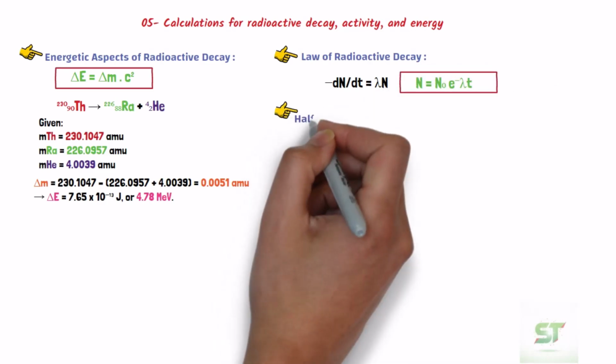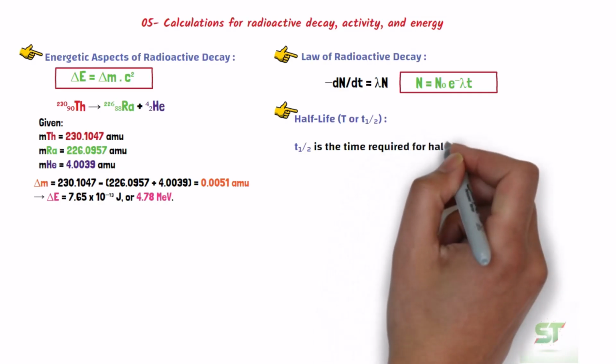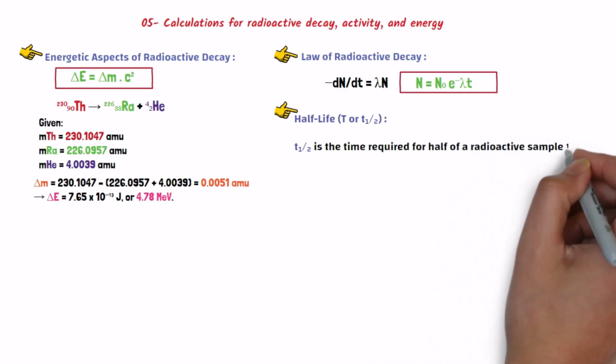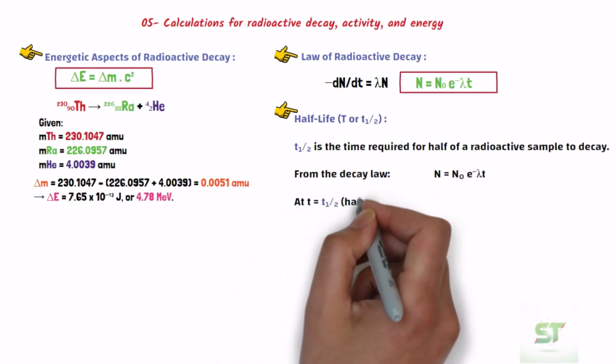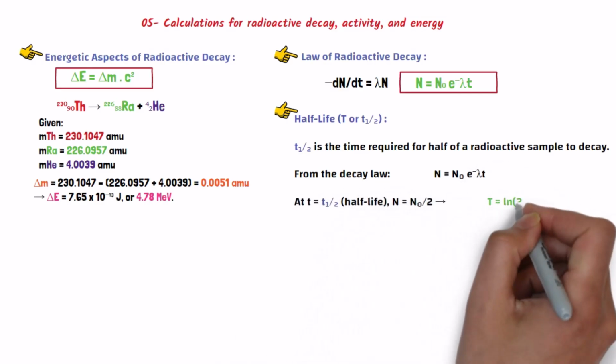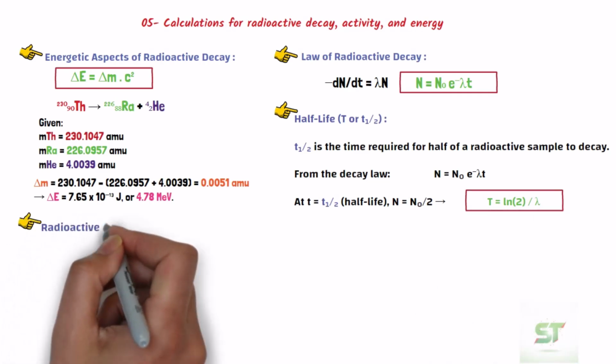Half-life T. The half-life is the time required for half of a radioactive sample to decay. Each isotope has its own characteristic half-life, from fractions of a second to billions of years. For instance, carbon-14 has a half-life of about 5,730 years.